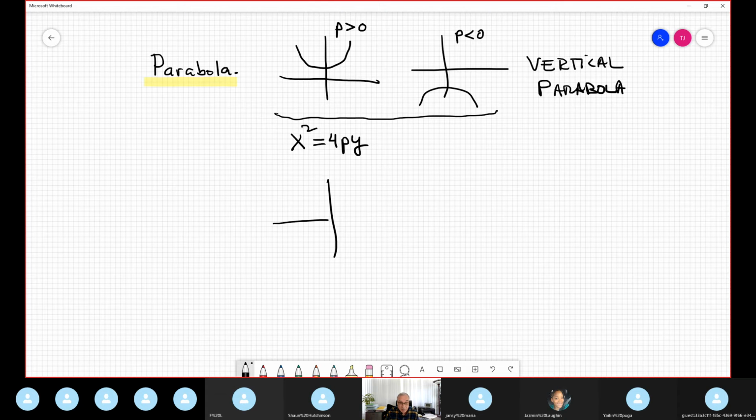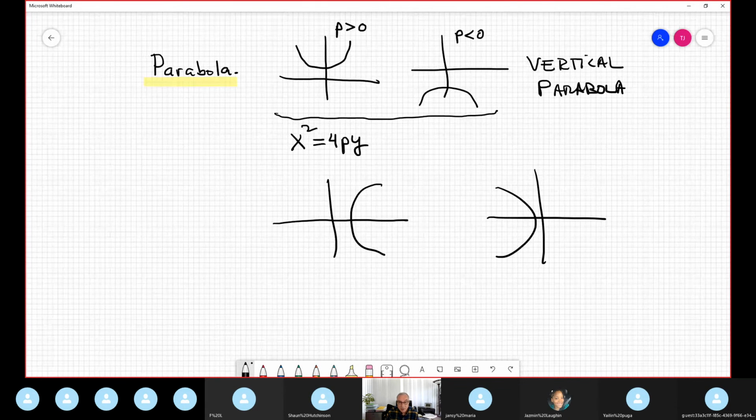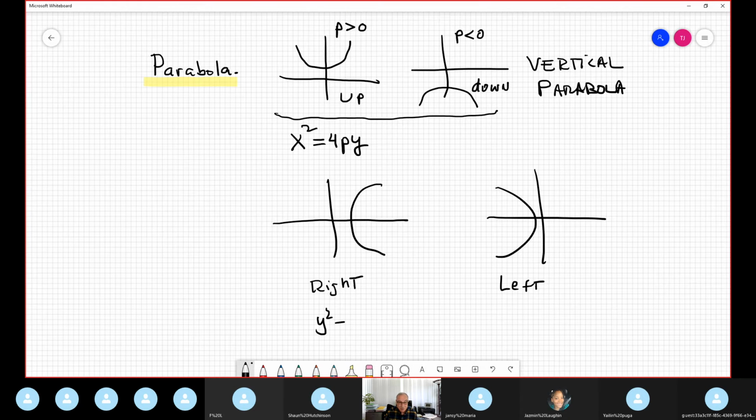But we have another kind of parabola. In this case, this parabola opens to the right, and this opens to the left. That was up, down. This is right, left. And the formula is similar. It is y squared is equal to 4px. Okay. If p is positive, it opens to the right. If p is negative, it opens to the left. Makes sense. Everything is clear.